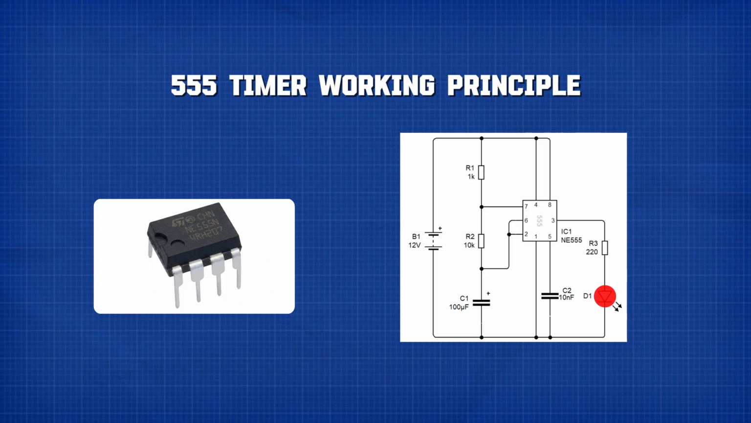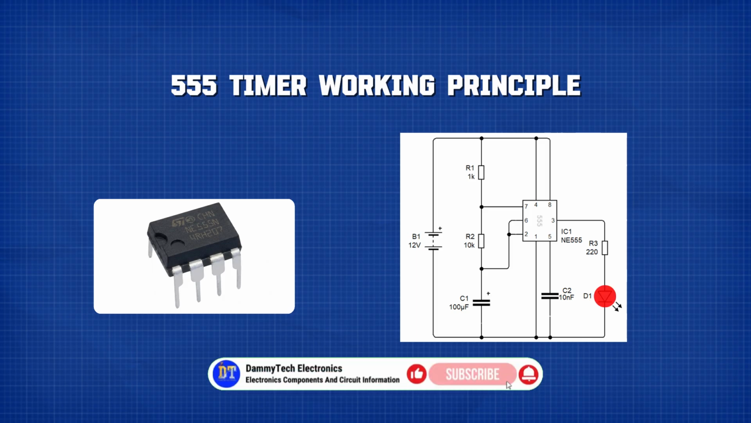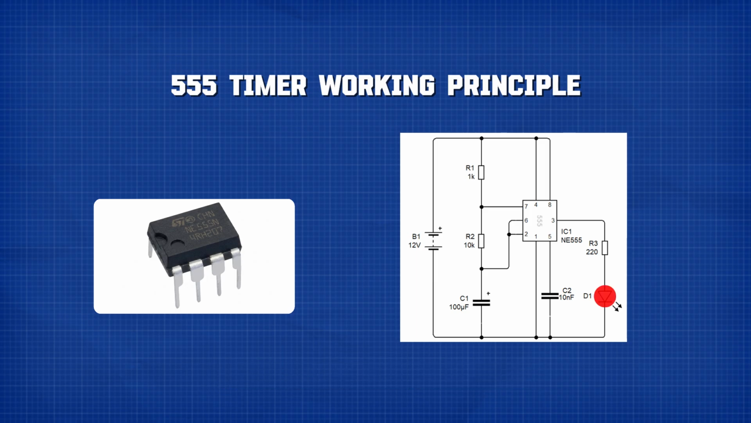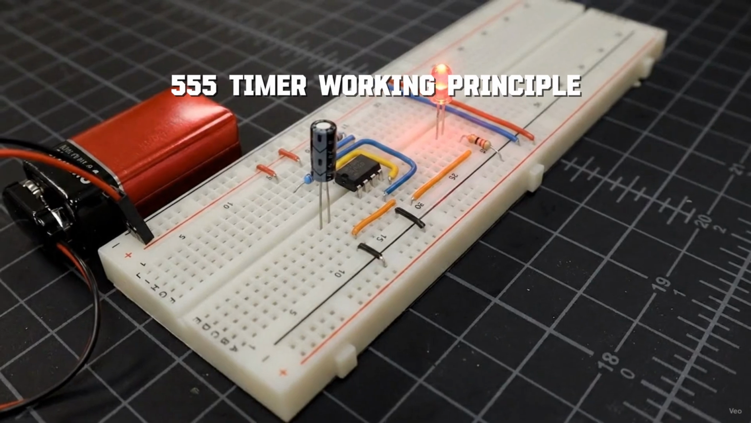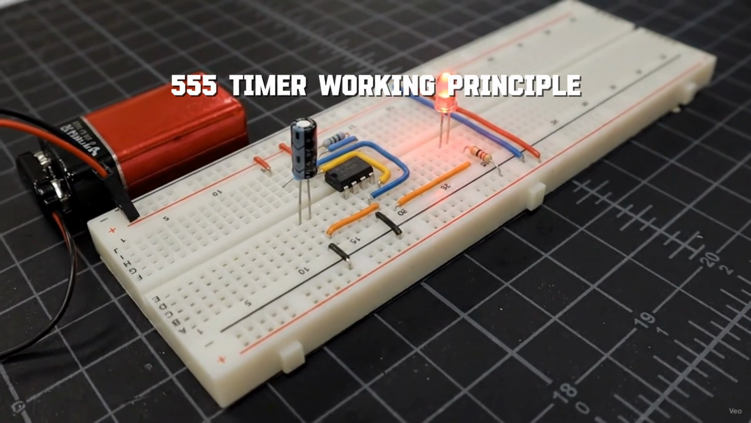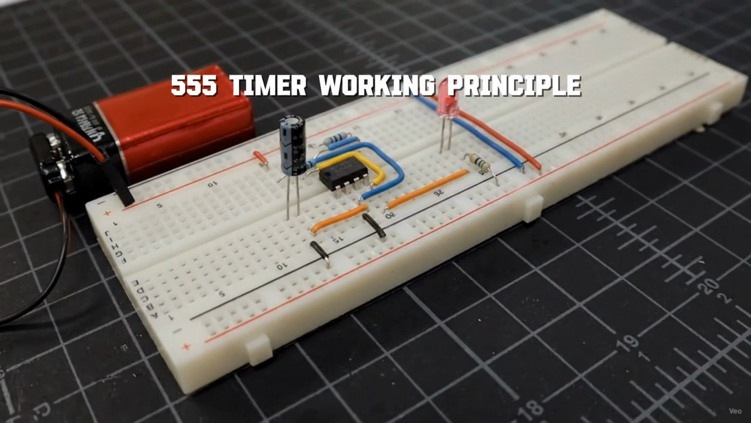The resistors and capacitors connected to the IC decide the timing. So if you change the resistor value, the timing changes. If you change the capacitor value, the timing also changes. That is why in many 555 timer circuits, you will always see resistors and capacitors around the IC. They are not just random components. They are the components that control the time.